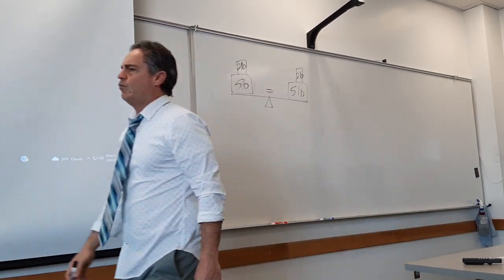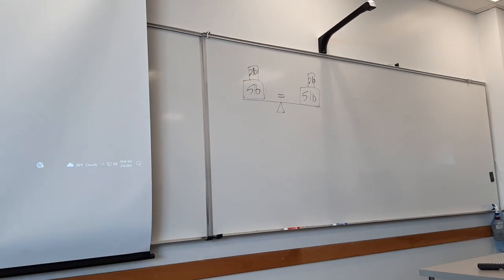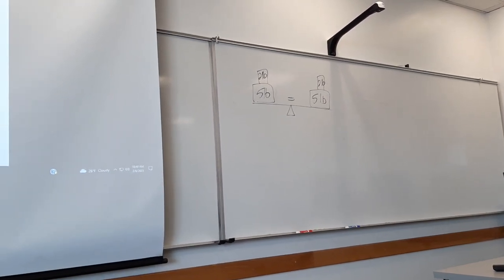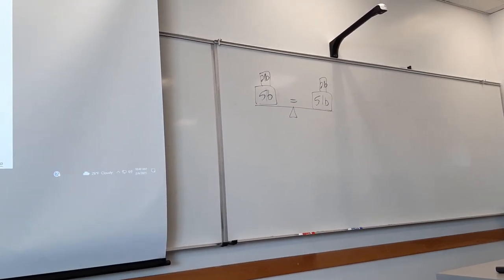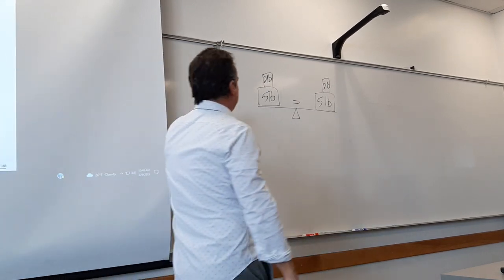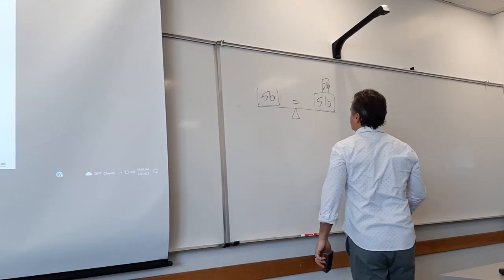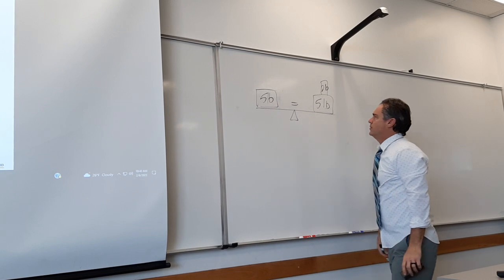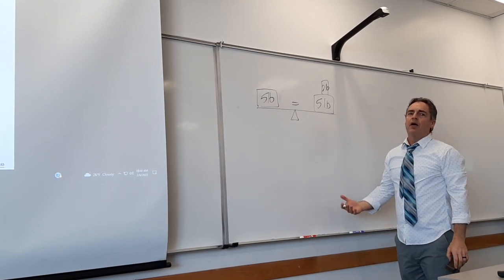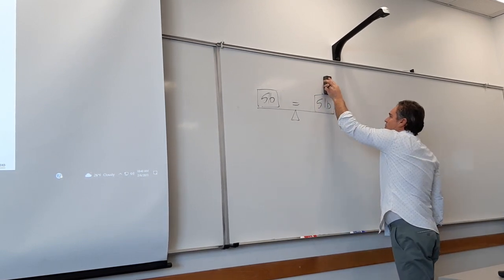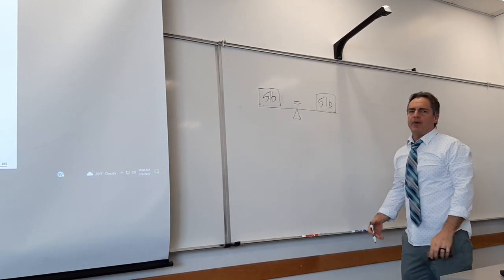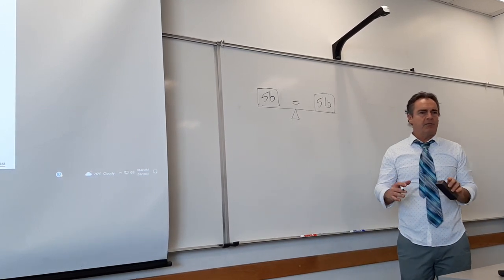So if I subtract this 2-pound weight, get rid of it, what happens to this scale? It drops. But if I hurry and I subtract this one, what happens? Yeah, it balances out again. So whatever you do, you got to do the exact same thing to both sides.